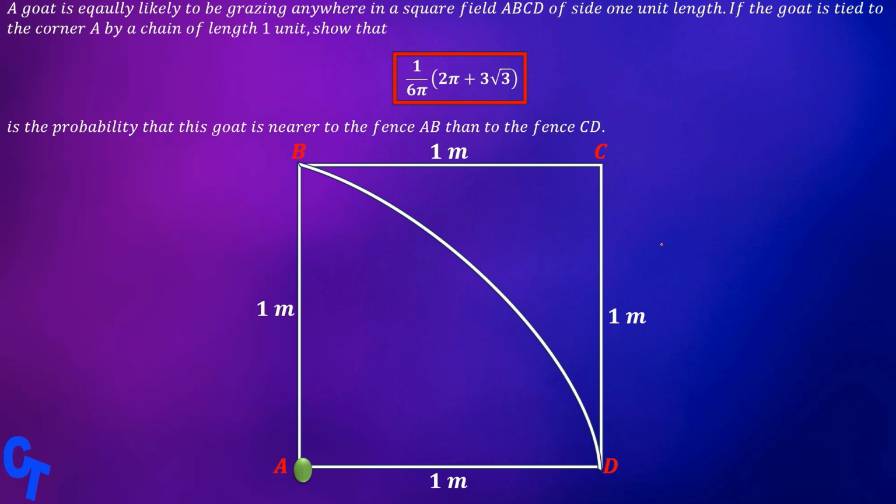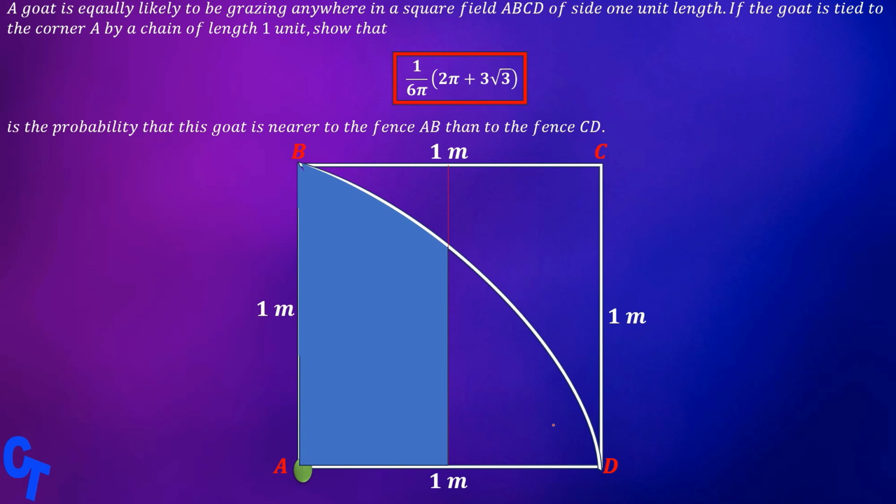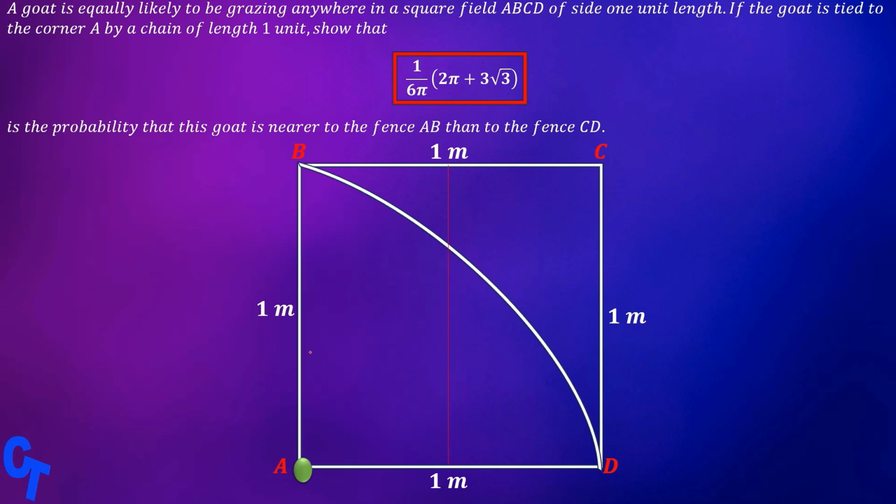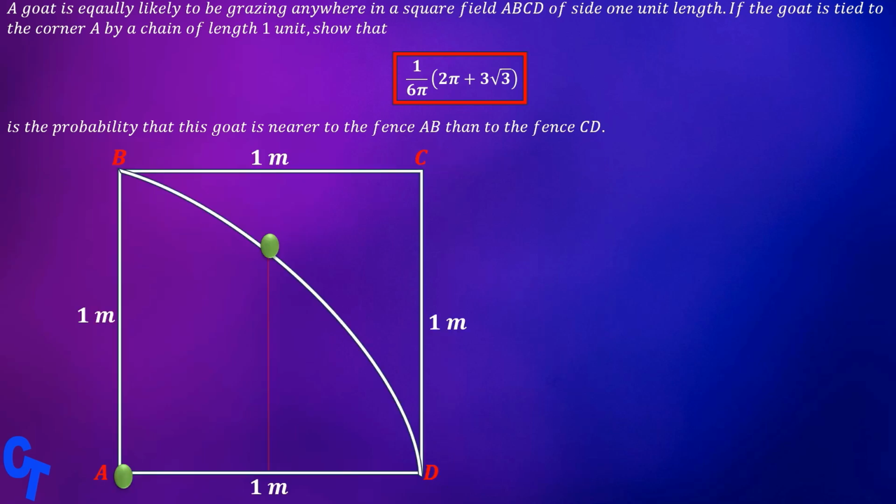First of all, let's divide this square. If we divide this square, we know that this is where we need the goat. We don't need the goat right here because this side is nearer to CD. This is the region that we want. So we're just going to apply areas of sectors, and after that we can find the probability. To find the area of the sector, we're just going to divide this region, and after that I think it will become easy. This is what we have.